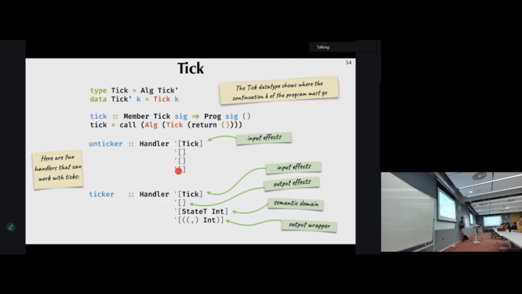And you can kind of see that from the signature of the handler. This one, the ticker, is the one that's actually going to count how many ticks it sees. So what does it do? It removes all your ticks from the tree. It doesn't add anything else. It promises to actually interact with state somehow, and it even tells you that it's going to output back a state, or a number, which is presumably the number of ticks that it's seen. So these things are annotating with a bit more detail what's going on inside the system.